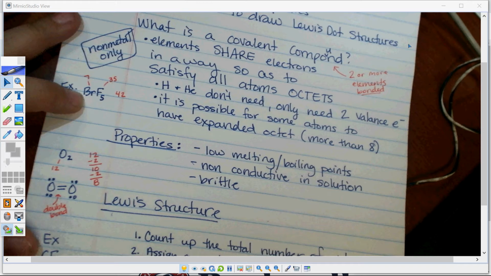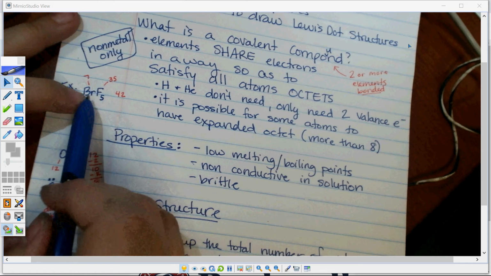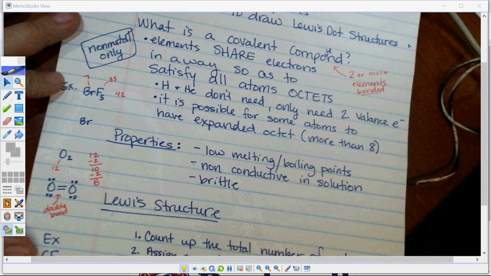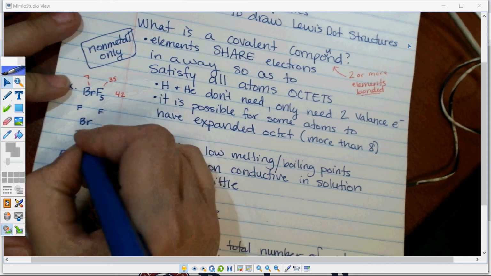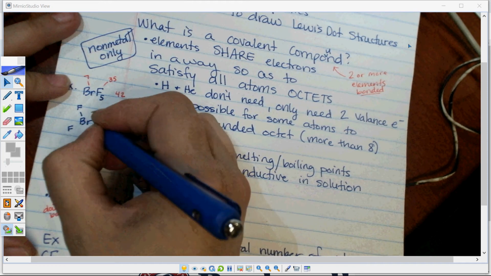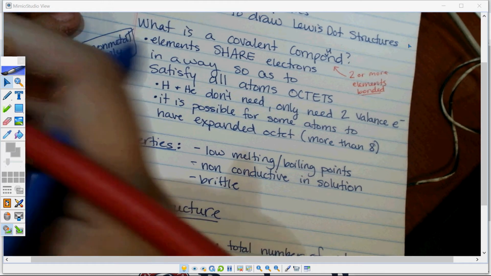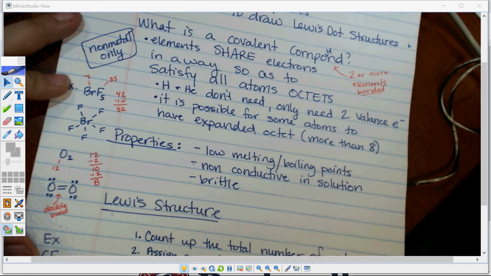Next thing to do is choose a central atom. Carbon is not a choice here, so I can't put carbon in the middle. So I have to rely on the fact that whatever's written first becomes my central atom. So Br, and then I take 5 atoms of fluorine and spread them around. Next thing I have to do is connect them together. And by connecting them together, that uses up 10 total electrons. So now I got 32 left.